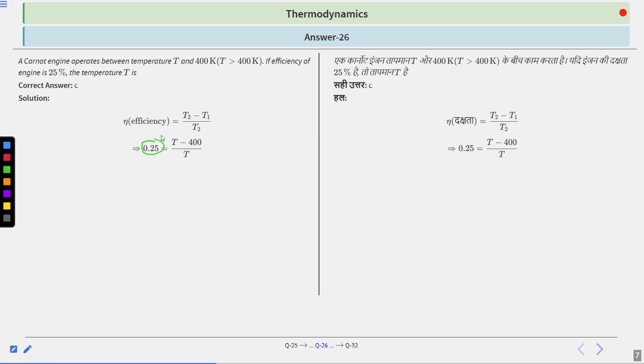Now solving it further, we will just cross multiply, and at last we will get the temperature value as 533.3 Kelvin. So this will be in Kelvin.